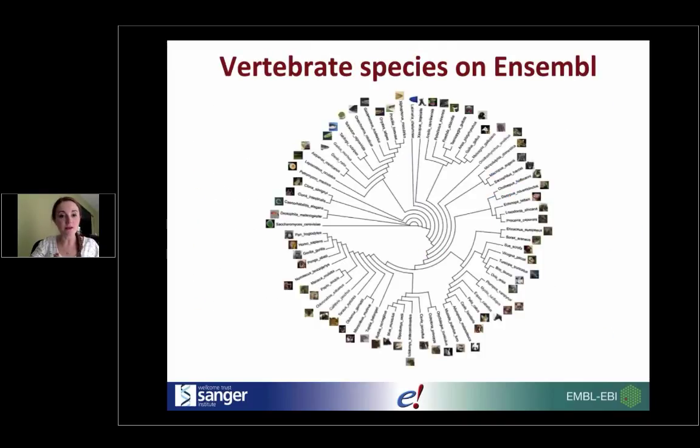We cover vertebrates in Ensembl. We try and cover a wide range of taxonomic space. We also try and cover biologically important species, such as model organisms, conservationally important species, and agricultural species.